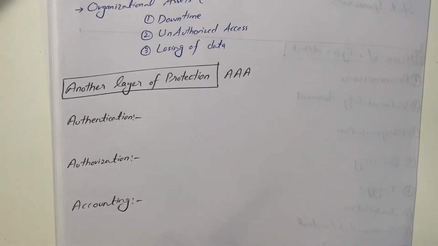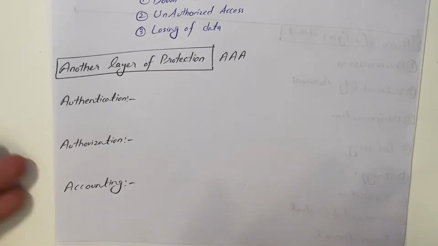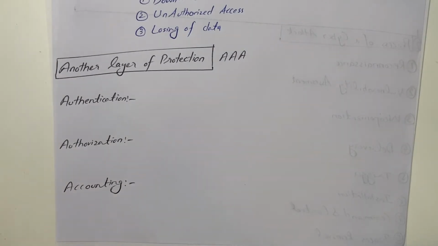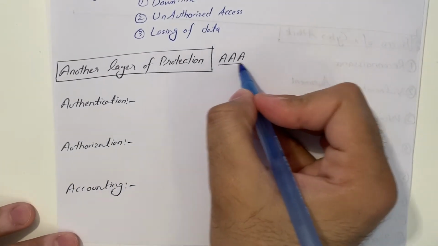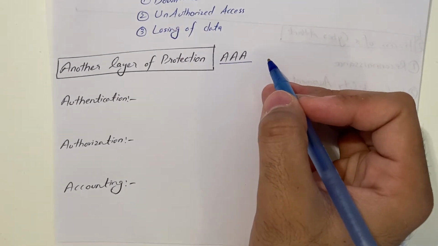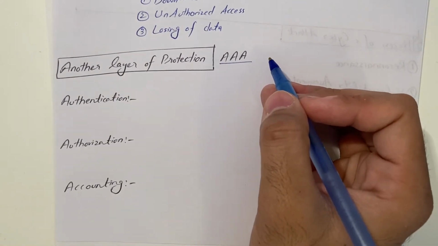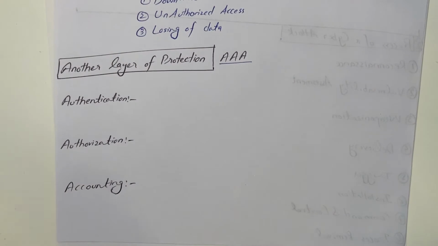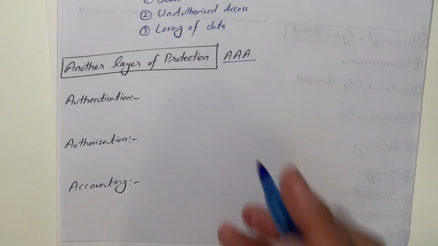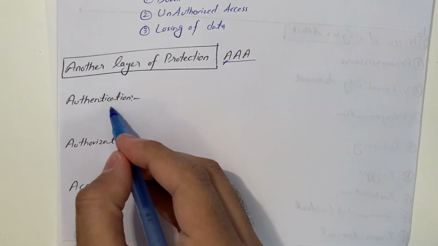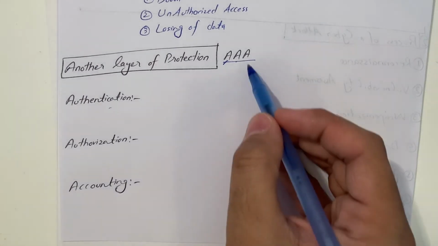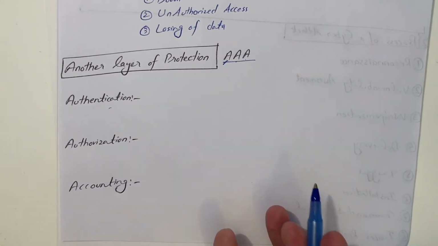Now let's move to the next agenda. Besides CIA, confidentiality, integrity, and availability, nowadays we have also added another layer of security, which is called AAA. It's again for better analysis of security, to ensure optimal security. AAA plays a very important role. AAA: first is authentication, then authorization, and the third is accounting.